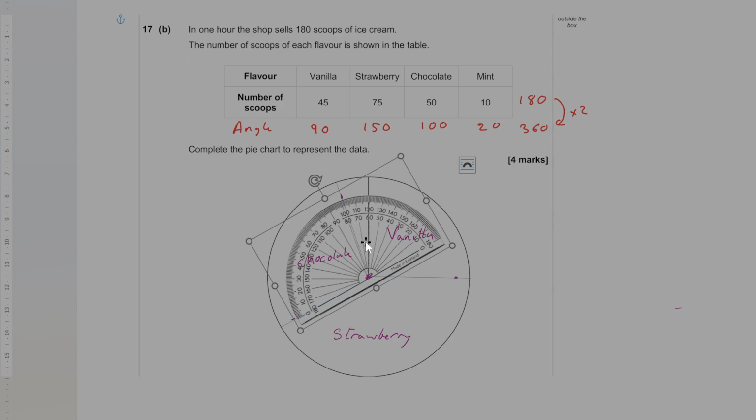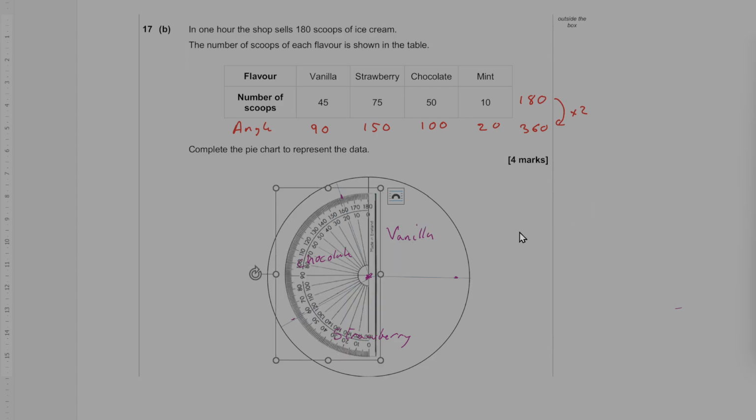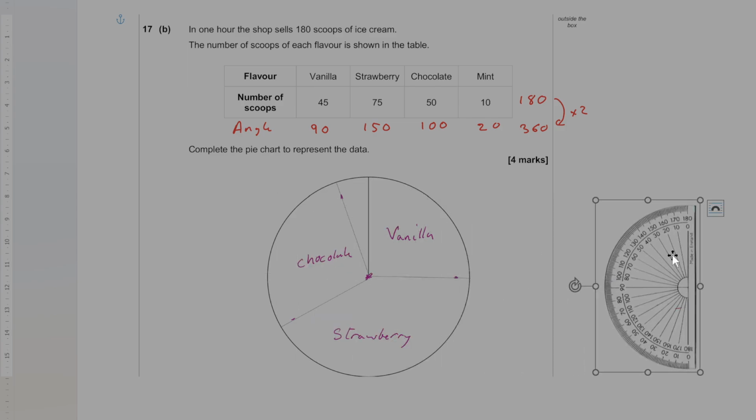So I'm a little bit out here with my 100. Yes, I've misread. My mint section should be 20, and it's very close to 20, so it's perfectly fine. I hadn't really made a mistake at all. So we'll put mint on that final section, and that's the chart.